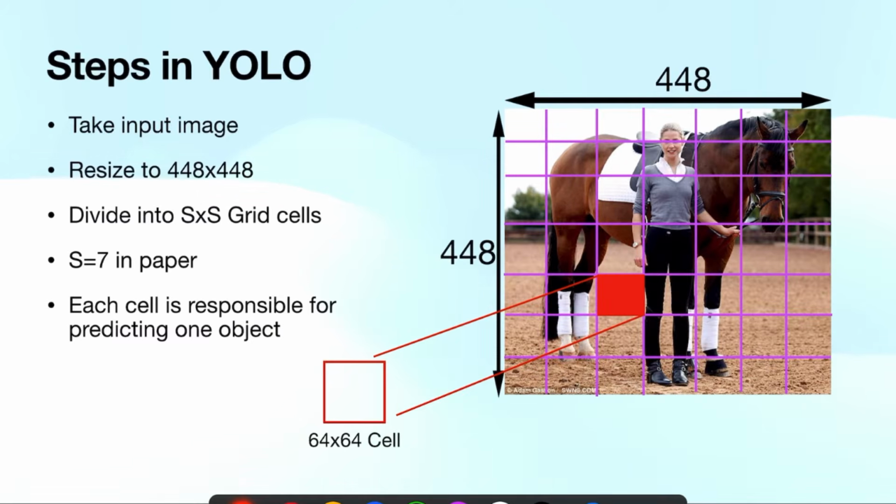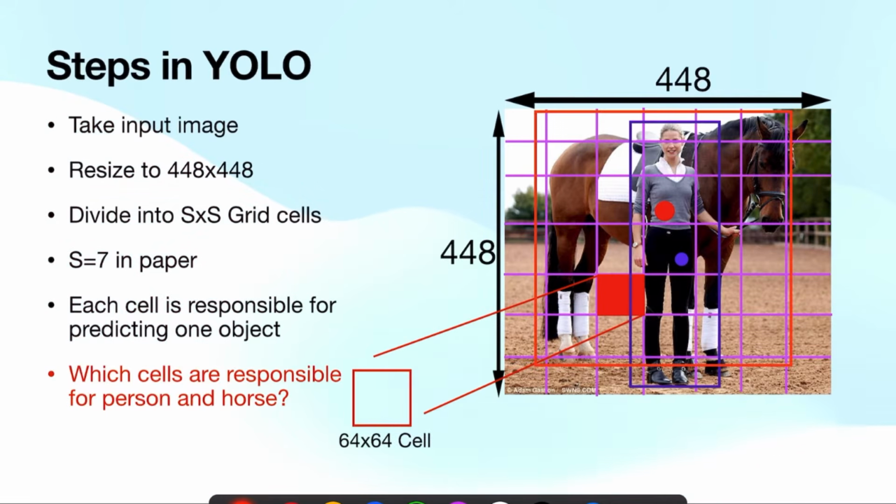What do you mean by responsible? How do I know which cell should predict which object, right? In my example here, I have two objects. One is person, another one is horse, right? So how do I tell which cell is responsible for detecting the person and which cell is responsible for detecting the horse? How does this cell relate to this person's predictions?